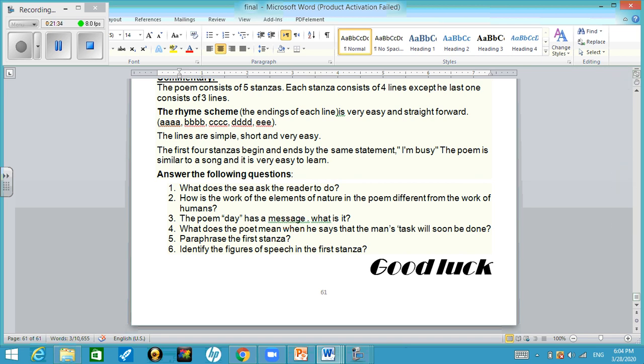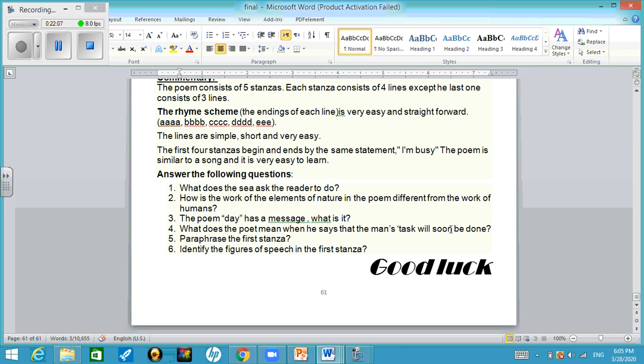That nature's work never dies. Nature's work never ends. So that's why we need to make sure that we keep our nature clean. We know the work that our nature is doing. So that's the main idea or the message. Number four, what does the poet mean when he says that the man's task will soon be done?